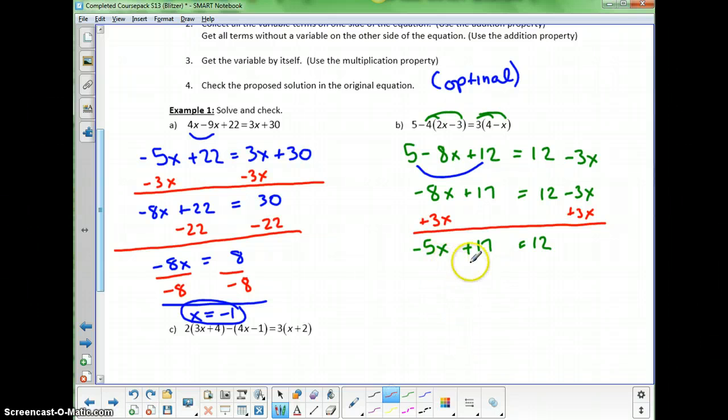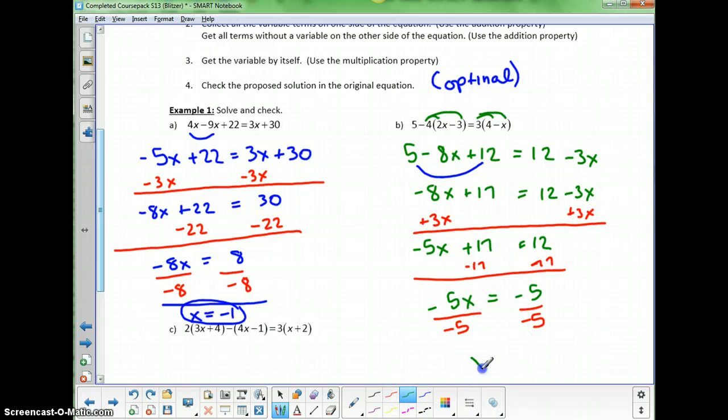And to get x by itself, I need to subtract that 17 from both sides. So I've got negative 5x equals negative 5, and I need to divide by negative 5 to get the x by itself. So this time, two negatives, negative 5 divided by negative 5, gives me x equals positive 1.